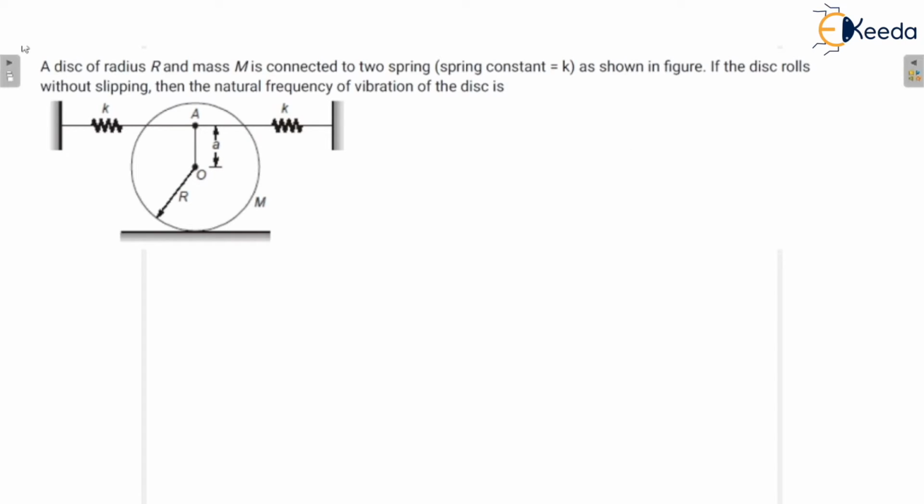In the question it is given that a disk of radius r and mass m is connected to two springs. So here the figure is given in the question. You can easily see that there is a disk here. So this is a disk of radius r and mass m connected to two springs, and these two springs have the same spring constant equal to k. If the disk is rolled without slipping, then we have to calculate the natural frequency of vibrations.